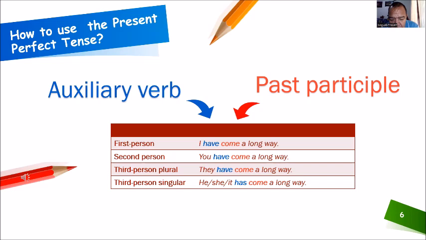Generally, you use have for all subjects except the singular third person, which instead uses has. Check these examples. I have come a long way. You have come a long way. They have come a long way. He has come a long way. She has come a long way. It has come a long way.